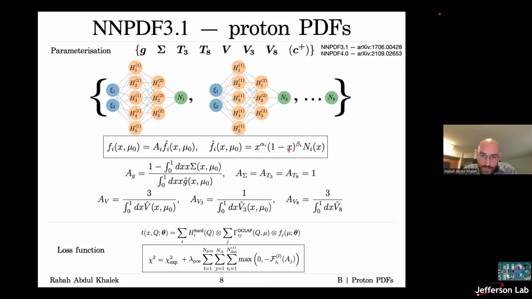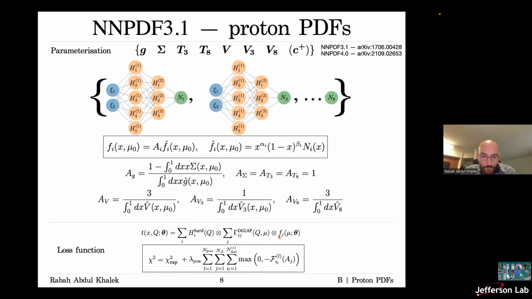NNPDF also uses these prefactors. We know that PDFs should go to 0 at x equals 1, and this is why they inject this information into the model itself. They put next to the neural network (1 minus x) to the beta, and they also add x to the alpha to control the low-x behavior. Finally, the way to extract this is by convoluting the partonic cross-section that we said we can calculate, and the evolution equations that are also perturbative, with the neural network parameterization.